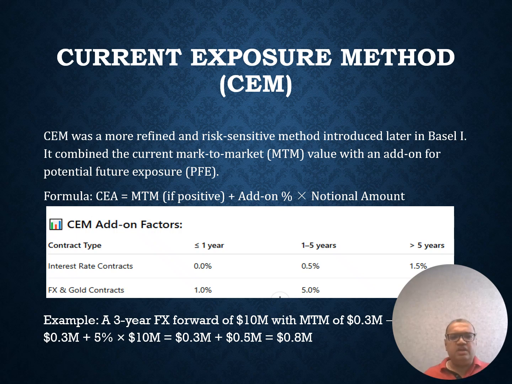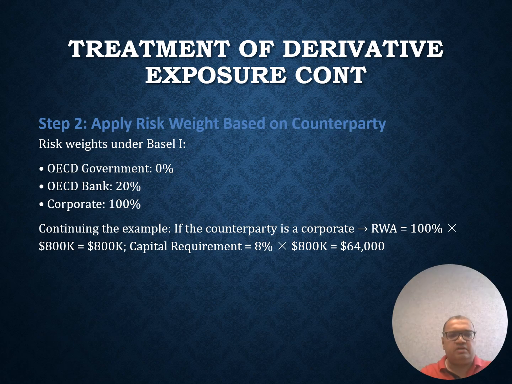For example, you have a 3 year FX forward of 10 million with a mark to market of 0.3 million. So in that case, the credit equivalent amount would be 0.3 million, which is the mark to market, plus 5%, because it's 3 years, so 3 years comes into the 1 to 5 bucket, the FX contracts over here. So 5% you apply to the notional amount, which is 10 million. So 0.3 is the mark to market, plus half a million, which is 5% of 10 million, is 0.8 million. Now let's compare these two methods, treatment of the FX exposure.